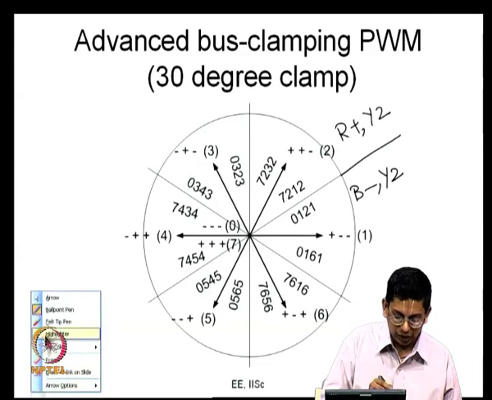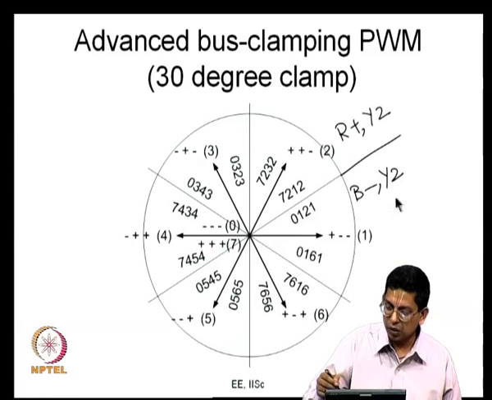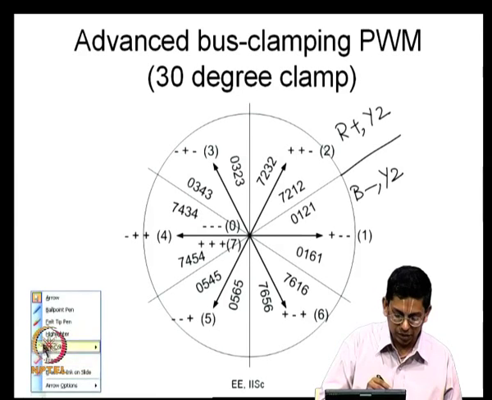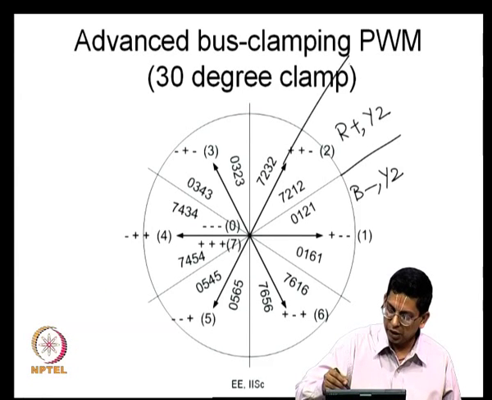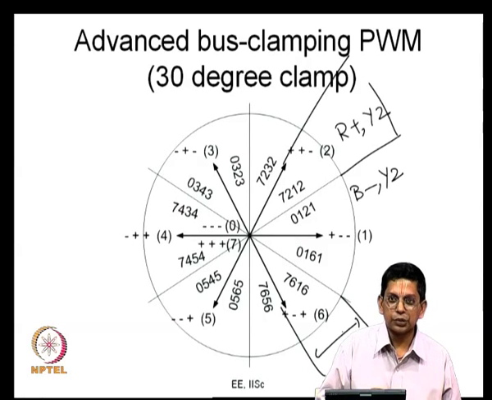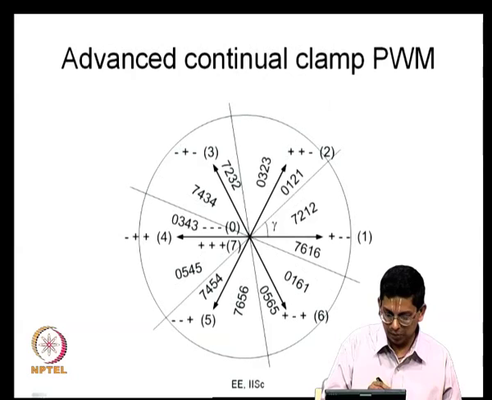Here again you see the double switching phase, it switches around the 0 crossing. It double switches around the 0 crossing of the voltage, but now the phase clamping is different. So, every phase is clamped during the middle 30 degree duration. This is the middle 30 degree duration in every quarter cycle. So, this is 30 degree clamp, and that has been modified into an advanced bus clamping PWM.